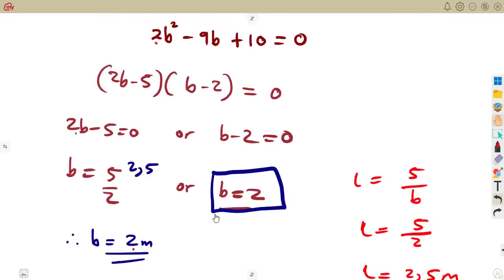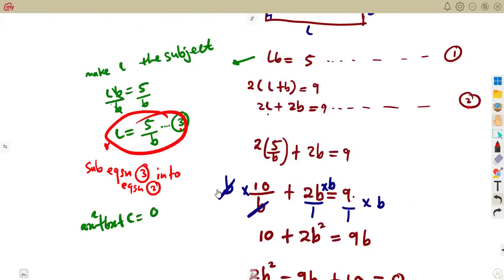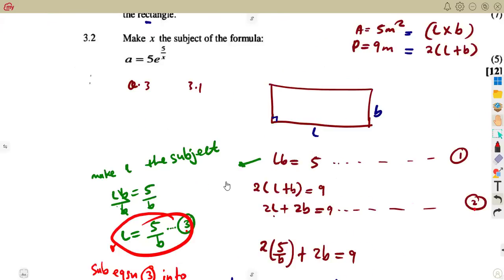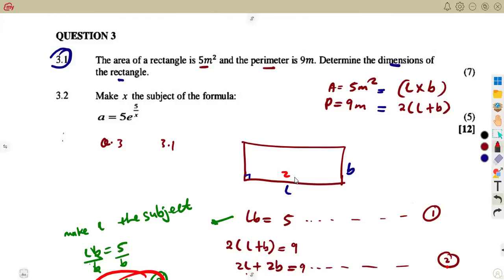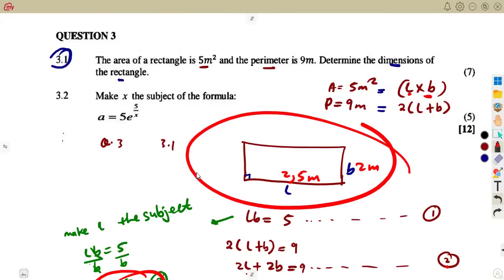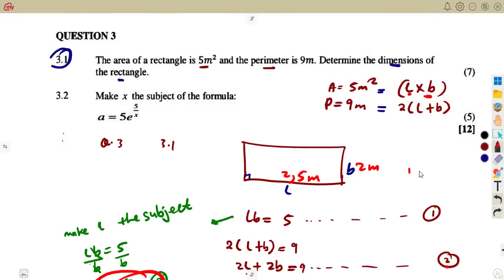So if you use these conditions that you are told, that the area is 5, it's supposed to give us the same thing, guys. If this is 2,5 meters and this is 2 meters, length times width, if you multiply 2,5 times 2, it's 5. If you add the perimeter there, distance right round, or use this formula, you must find 9. That is the case of our question.